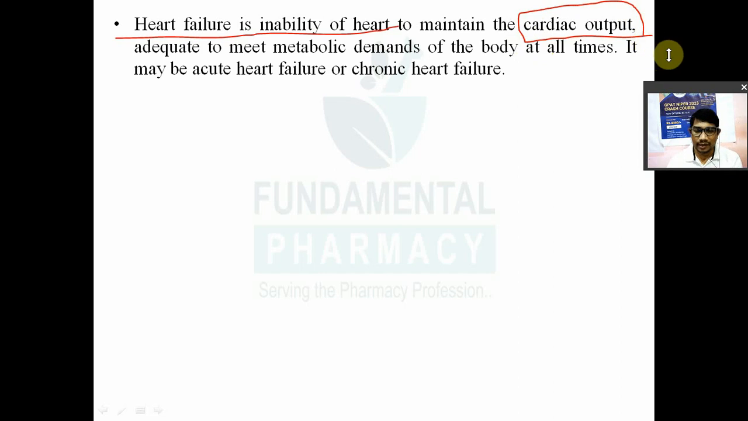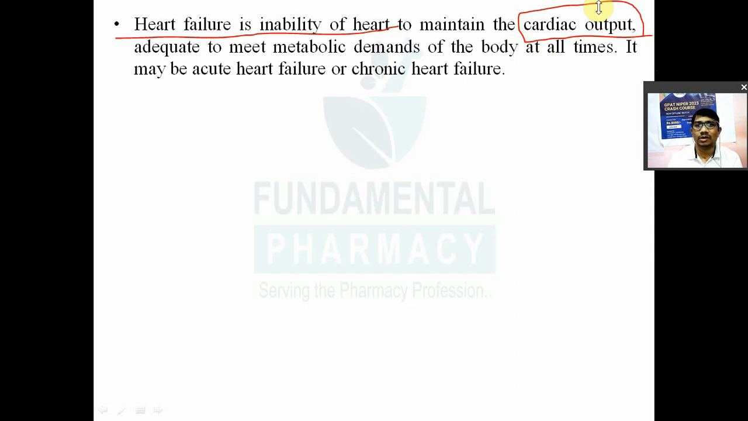Now there are two types of heart failure. It may be either acute heart failure or chronic heart failure. It can also be either right ventricular failure or left ventricular failure.